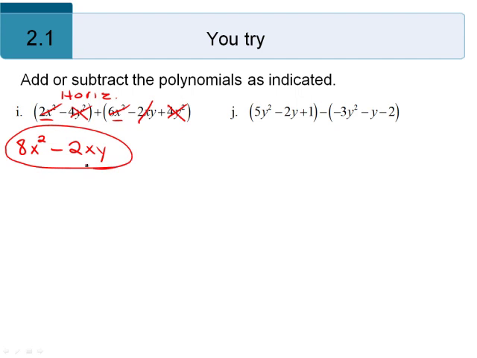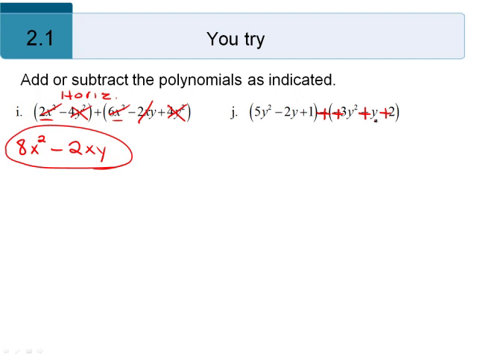All right? And letter J. Here it's subtraction again. So we keep the first one the same, and I'm going to change, being lazy again, the sign in the middle to plus. This is going to become positive 3y squared, positive y, and positive 2 all the way across. So you change the signs of everything in the second polynomial.